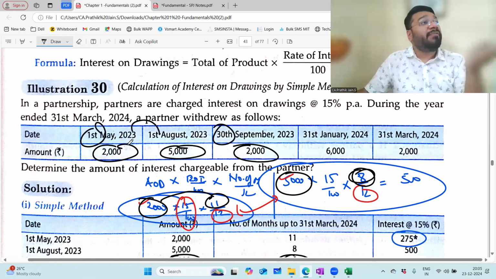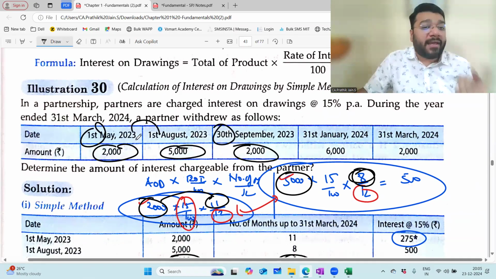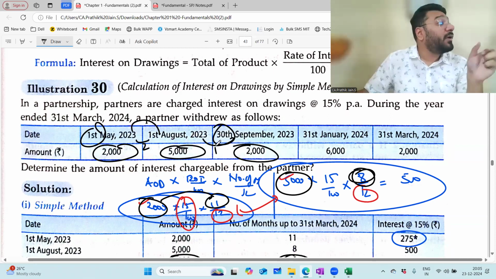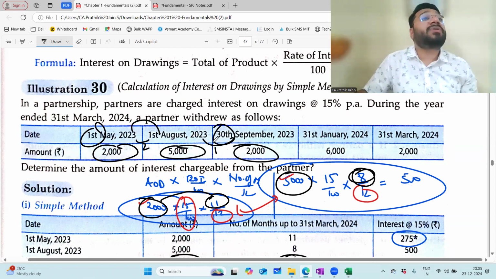First May I withdrew. Then after that, August. How much gap in between? June, July. 2 months gap here. And here, how much is the gap? 1 month gap. So the time gap between the 2 subsequent drawings is also not even. Hence, I cannot use the average period method.